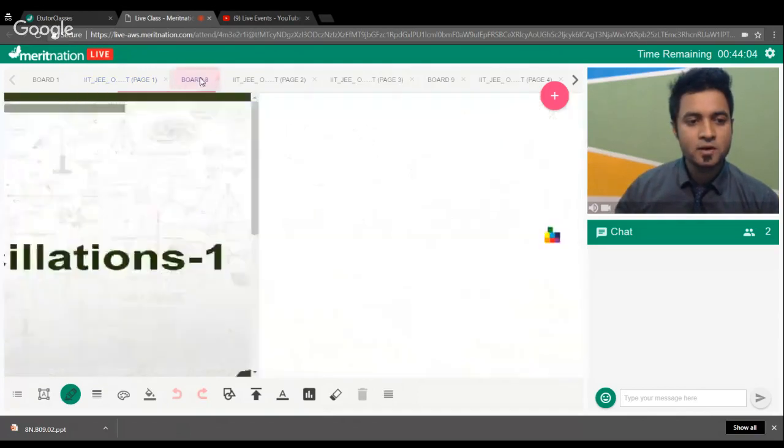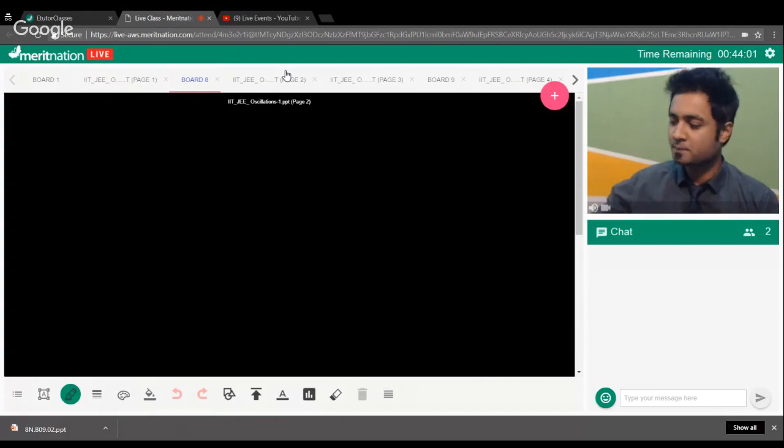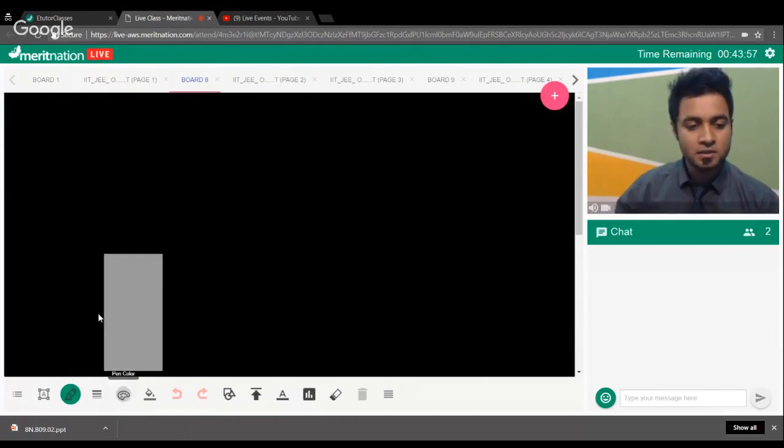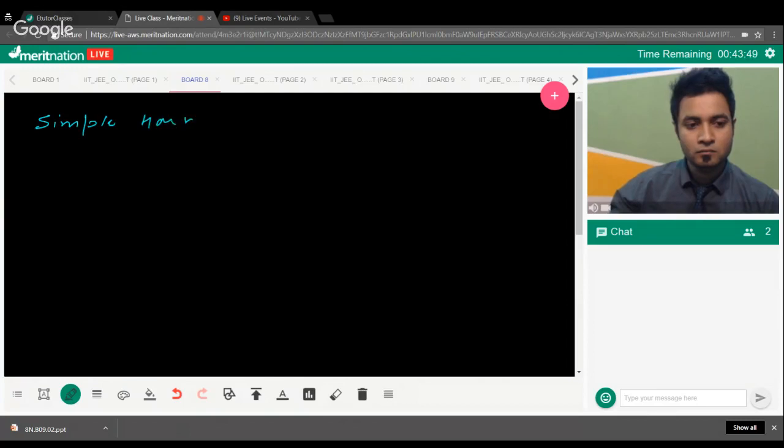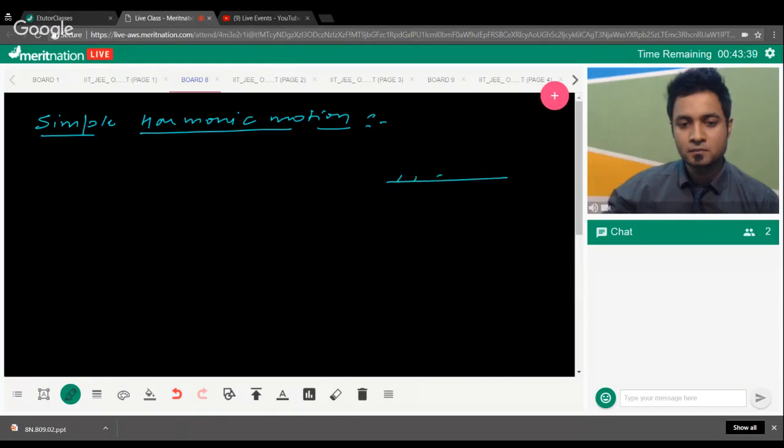I'm going to start with the basic terms here. Guys, the main important part is SHM, the simple harmonic motion. So let's just take an example of a pendulum, or you can take an example of a spring mass system as well.